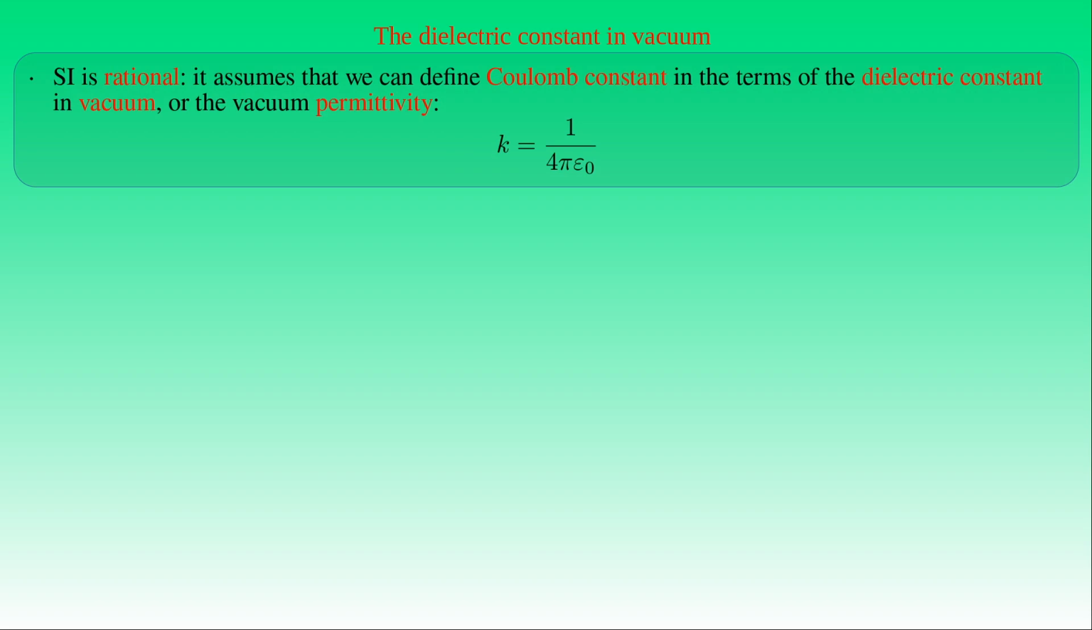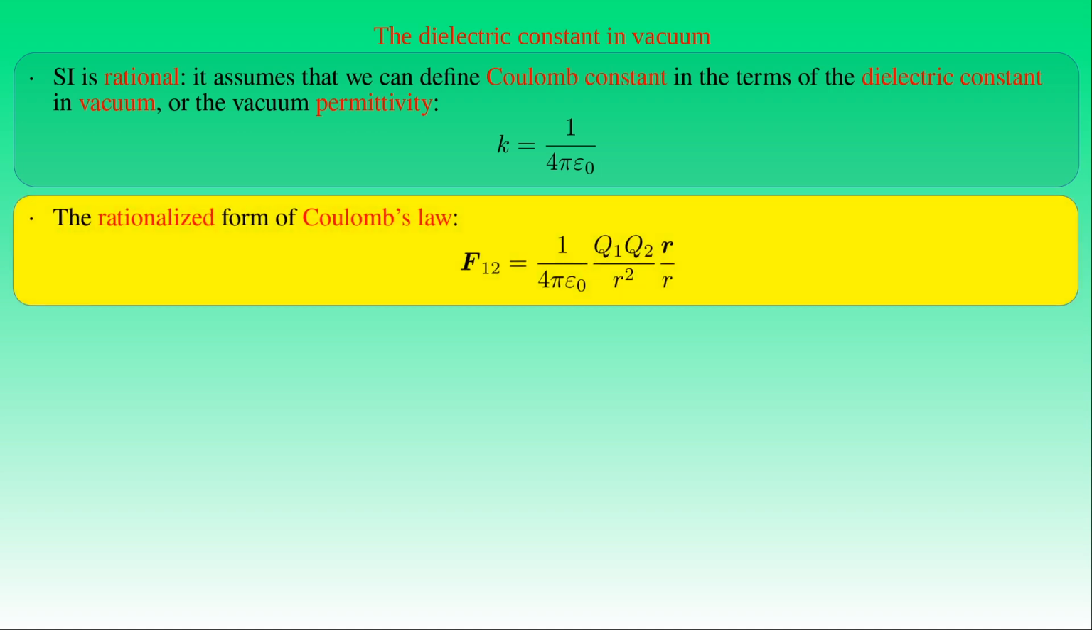Many formulae in electrodynamics contain the multiplicative factors 4 pi and c, that is the speed of light in vacuum. The SI system, being rational, assumes that we can define the Coulomb constant K in terms of the dielectric constant of vacuum, or vacuum permittivity. That is, K can be given by 1 over 4 pi epsilon naught, where epsilon naught denotes the dielectric constant in vacuum. Then the rationalized form of Coulomb's law contains the multiplicative factor 1 over 4 pi epsilon naught.